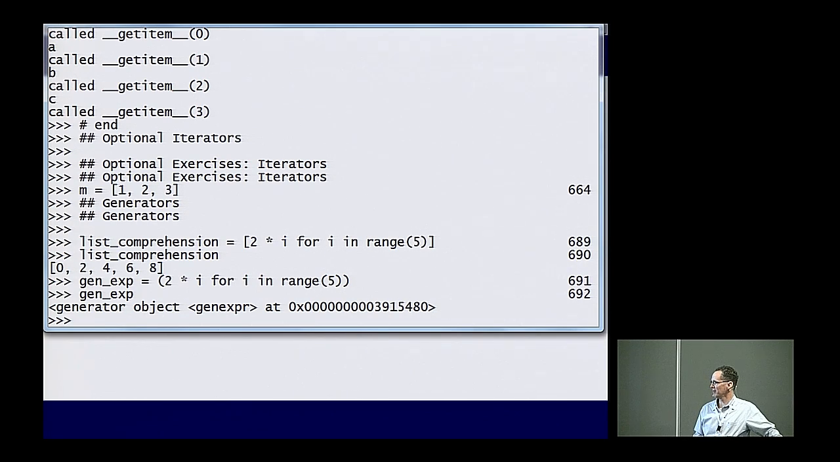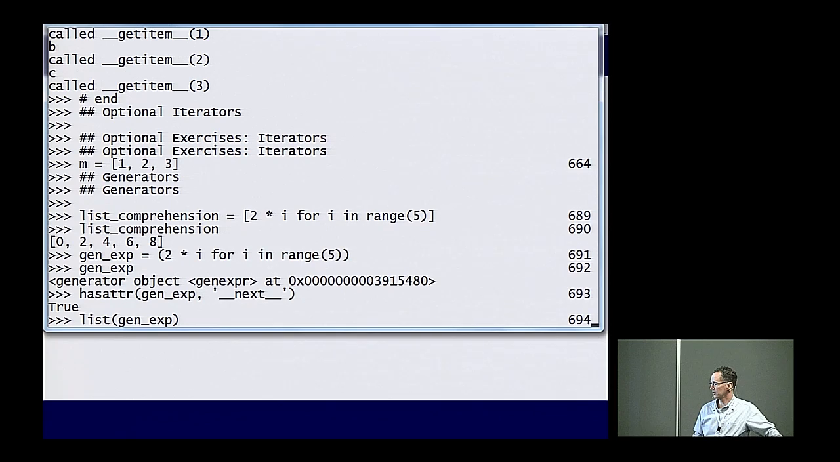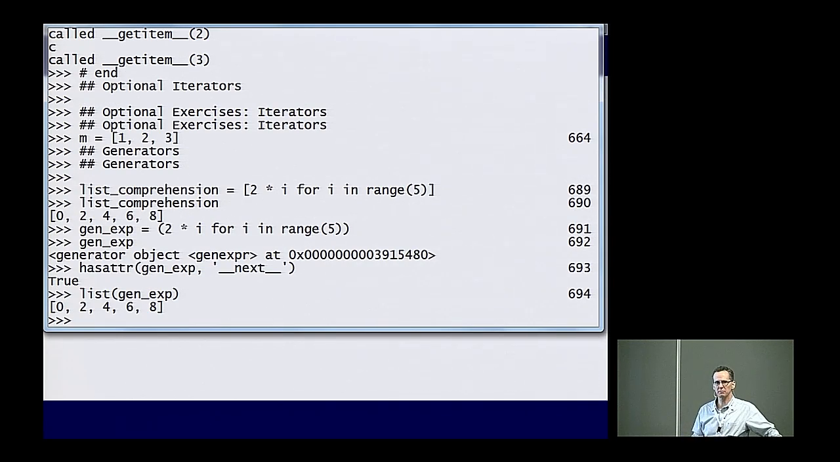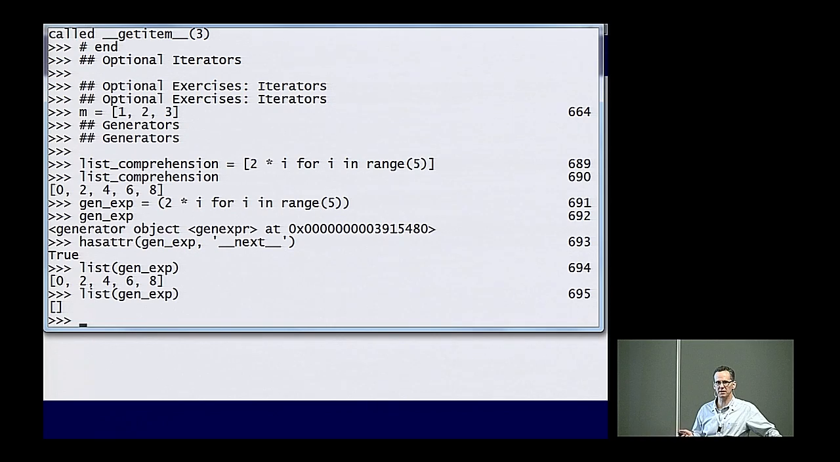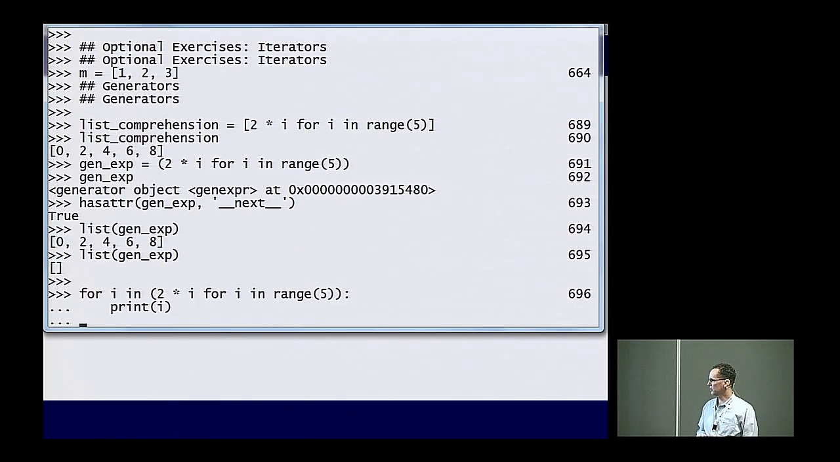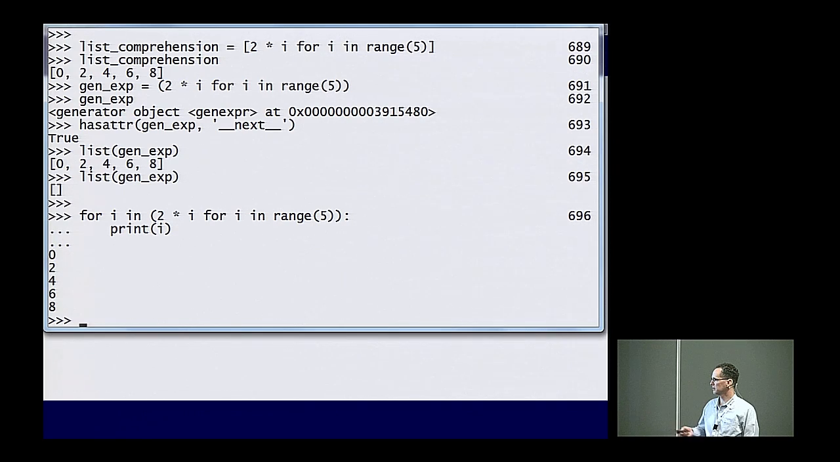With a generator expression, you change the square brackets to round brackets, and you get one of these generator objects. It has a dunder next method, so we can just consume it by passing it to list. List will do a for loop effectively and create that thing. Of course, if we pass it again, it's empty. It's been exhausted. So iterators, you use them up, and they don't automatically reset, and that would be bad if they did. Here's the way you would usually use it, of course: you just say for i in, and then you've got your expression there.